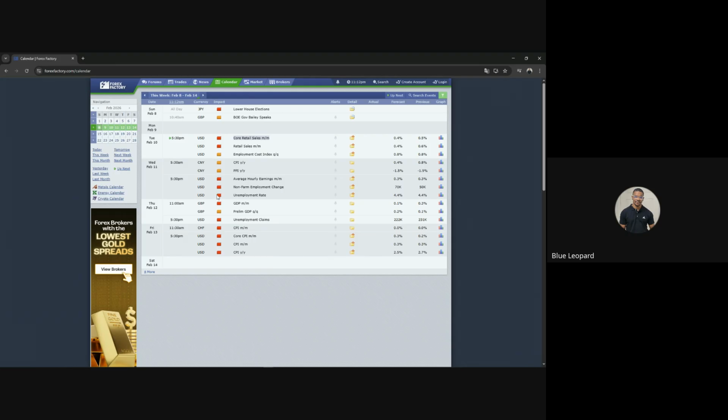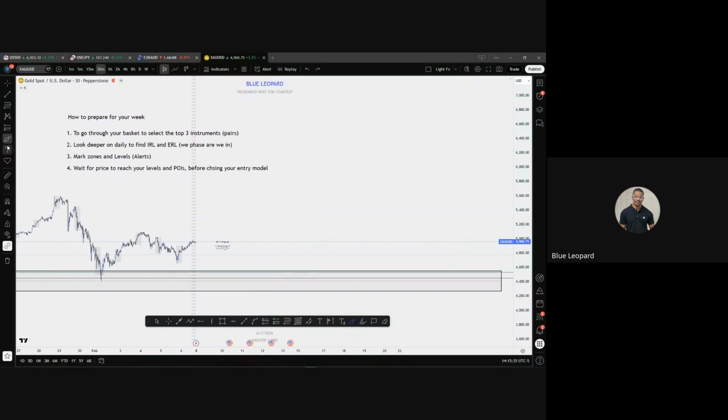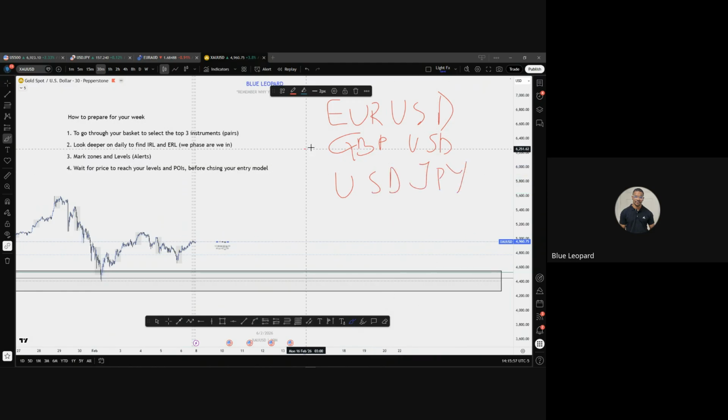For example, you see that we have USD, USD, USD. Imagine I'm just trading Forex majors. You all know the Forex majors, I hope so. You have Euro USD. Okay. You have GBP USD. Then you have USD JPY. These are the Forex majors.